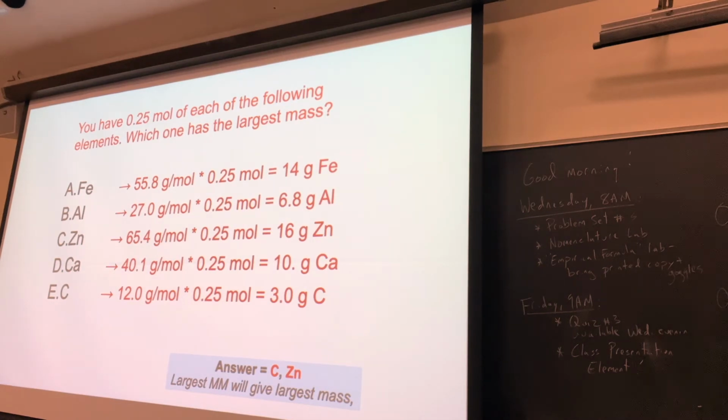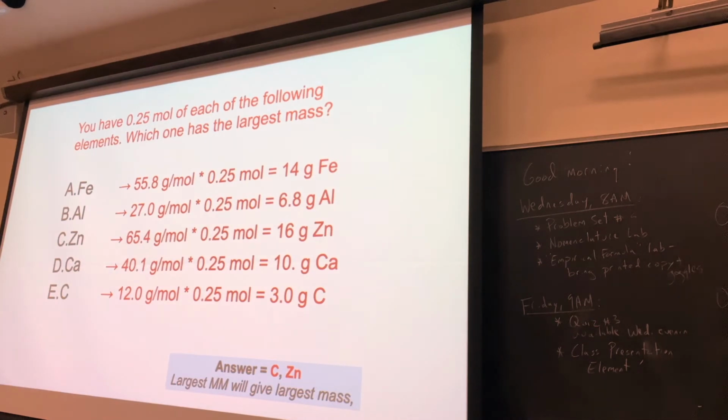The periodic table, always open to you. And more often than not, as you go left to right on the periodic table, the molar masses get bigger. It's not 100%, but it's pretty close. So the biggest one, the last one on that list, is zinc. Iron is close to it, but not quite as big. That would be another way to solve this problem. You just want the largest molar mass. Largest molar mass creates the most mass.